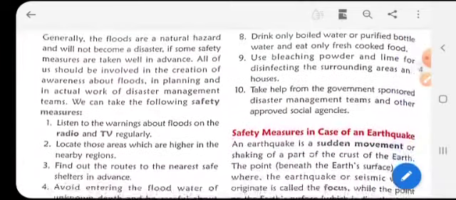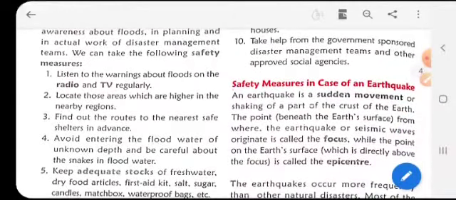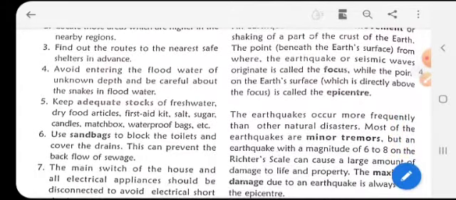Then we can take the safety measures so that we can prevent floods from affecting us. First, we should be very aware and listen to the warnings that are given on the radio and TV regularly. Then, we should locate those areas which are higher in the nearby regions so that we can shift to that area when there is a flood. Then we can find the routes to the nearest safe shelters in advance, and we can avoid flood water of unknown depth and be careful about the snakes in flood water.